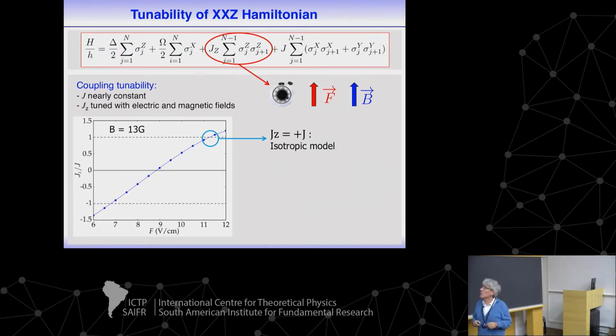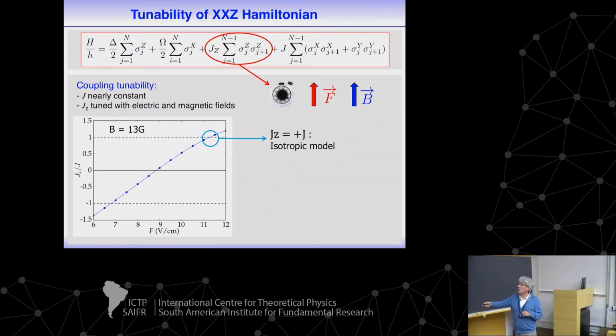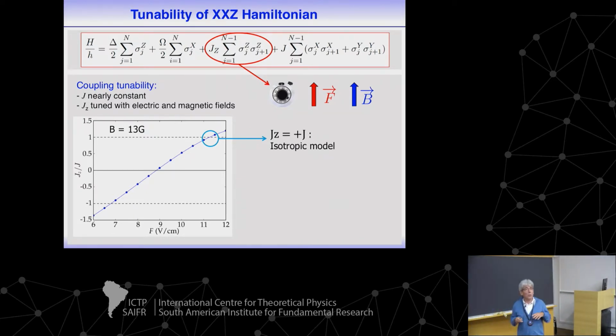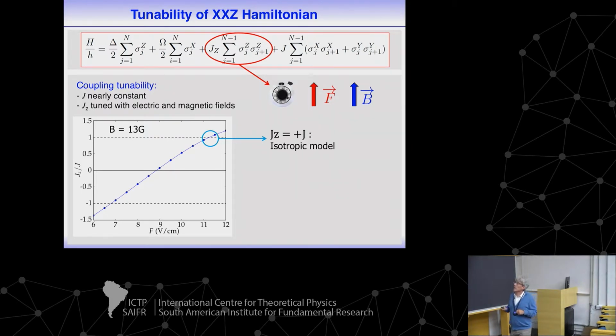Of course, you can do the calculation for other magnetic fields, but this is interesting because for a very reasonable range of electric field, from 6 to 11 volts per centimeter, so much less than what is needed to ionize the circular Rydberg atom, you can vary the ratio GZ over G in an interesting range, which varies from minus 0.5, so the important thing is that this is below -1, up to plus 1.5, which is above 1. And you can even go further if you vary slightly the magnetic field.